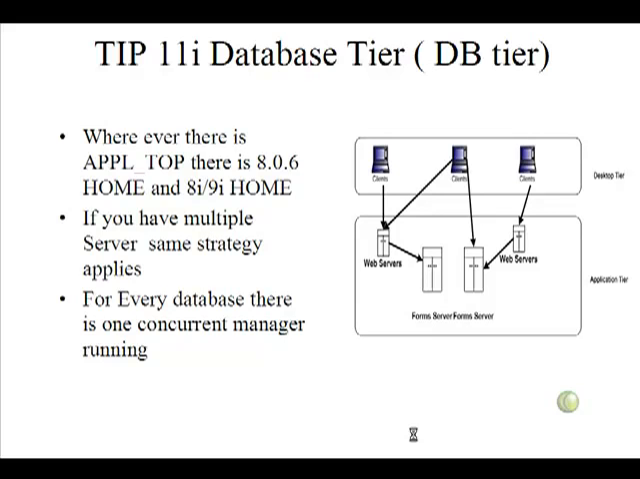And you may have multiple database tiers also, where the concurrent processing is happening in parallel. So in that case, the database must be taken out of that tier and moved into a separate tier, so it becomes a 3-tier install, and that database can be part of RAC.